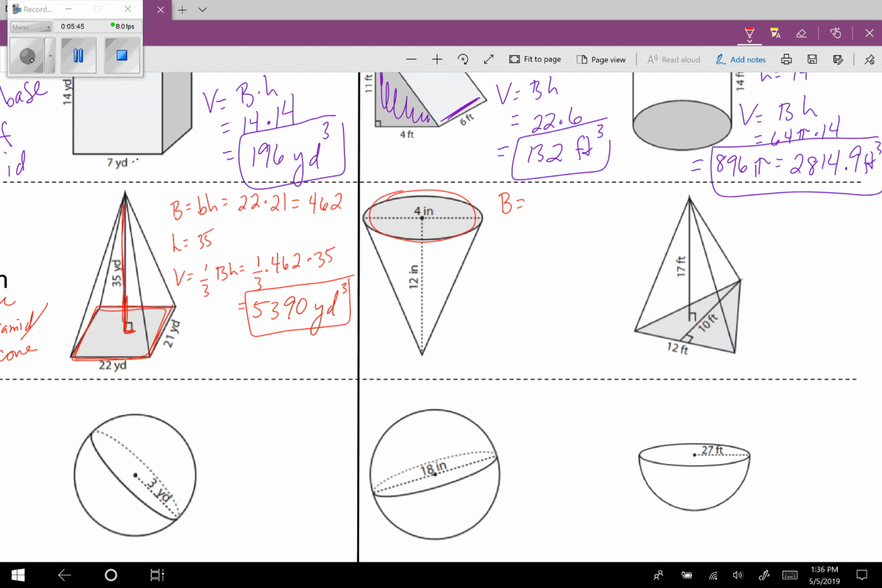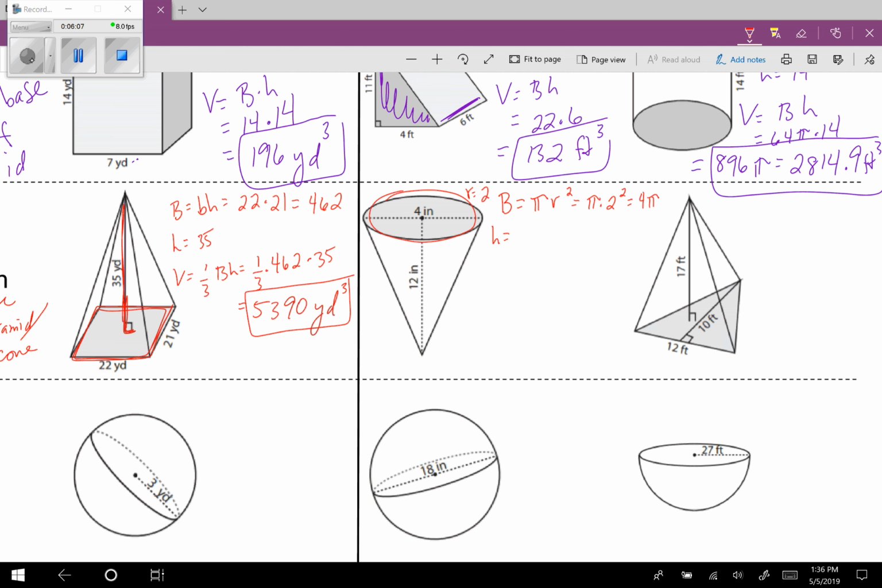So the area of a circle is pi r squared. Okay, this 4 is our diameter, so our radius is really 2. So we have pi times 2 squared, which is 4 pi. Okay, and then we're going to leave it as 4 pi so that we can convert it at the end.